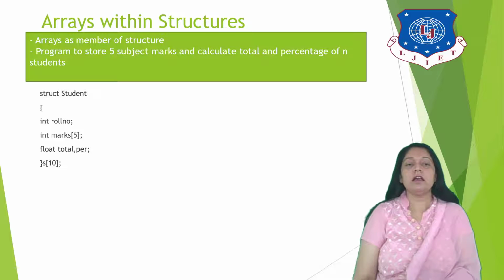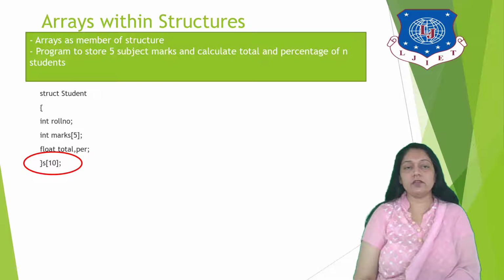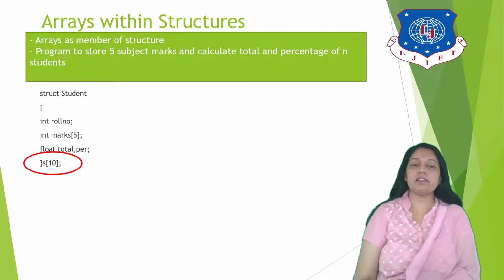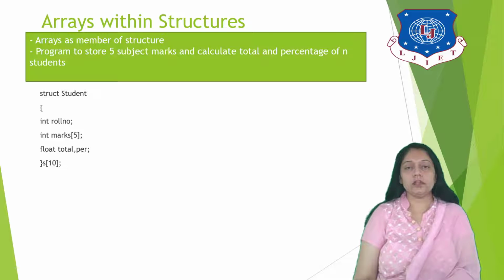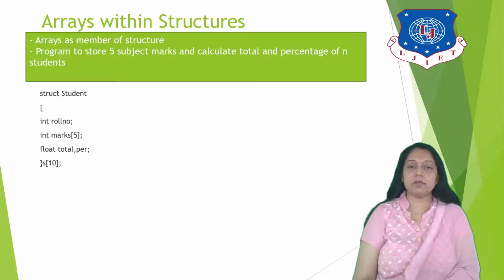Now I don't want to store the values of one single student. I want to store the roll number, marks, total and percentage of many students. So for that I'll make the structure variable also an array. You can see here at the end I mentioned s of 10, meaning I can store a maximum of 10 students' data. Each student will have a roll number, 5 subjects' marks, the total and the percentage. So here I've used arrays twice: one as a member and another as a structure variable. My structure variable S is an array, and my structure member marks is also an array. This is known as arrays within structures.